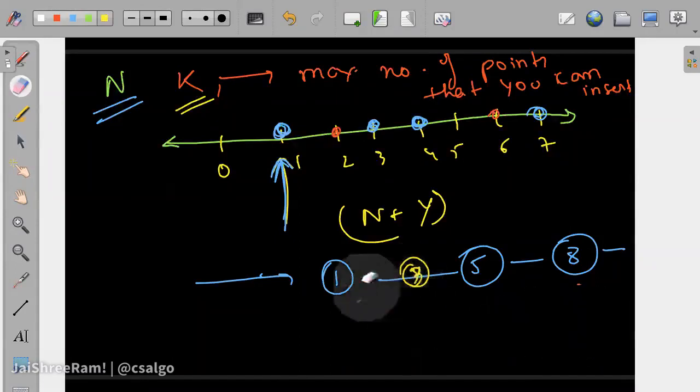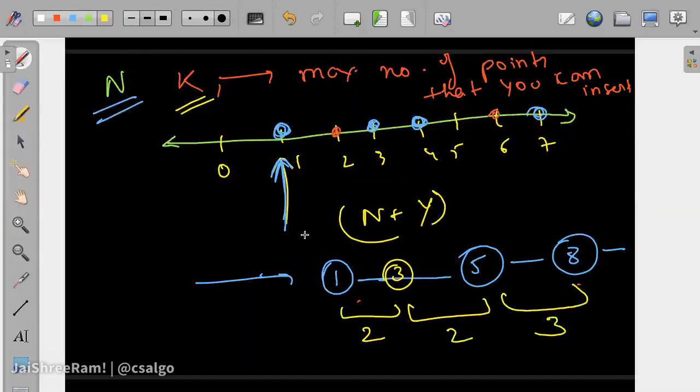So if you place a point at 3, then the distances are 2, 2, and 3, so the maximum value is 3, right? So it decreased: it was initially 4, now it has decreased to 3. So our objective is to place these k points in such a way that this maximum value is minimum possible.